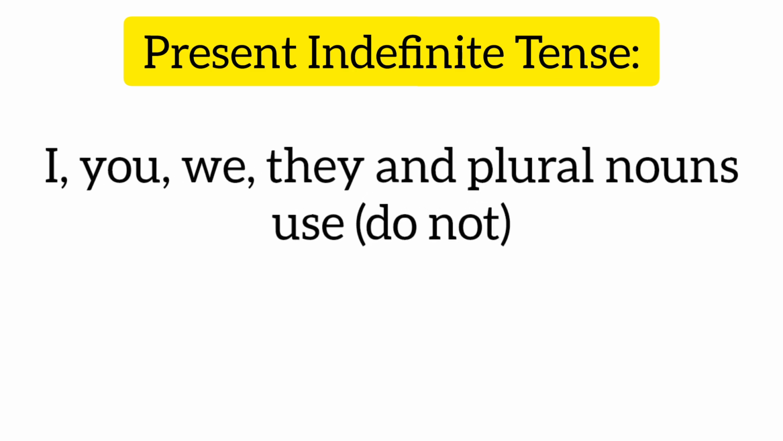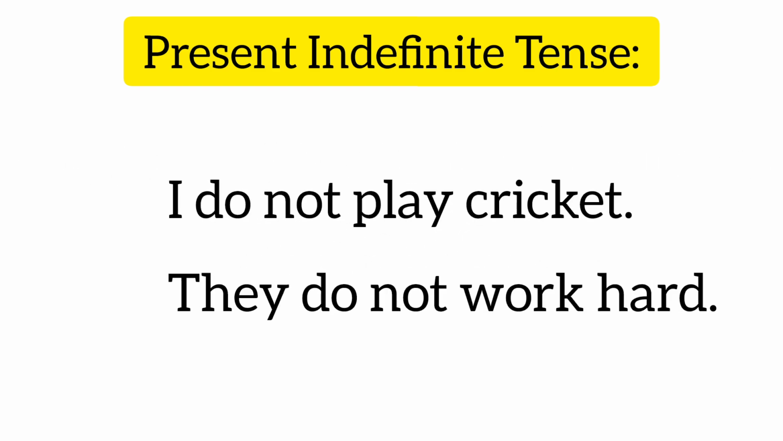Remember that you have to use do not with pronouns I, we, you, they, and plural nouns. For example, look at these examples. I do not play cricket. They do not work hard. Here you see that the subject of the sentence in the first sentence is I, so you have to use do not. Similarly, in the second sentence, they is the subject, so we will use do not.